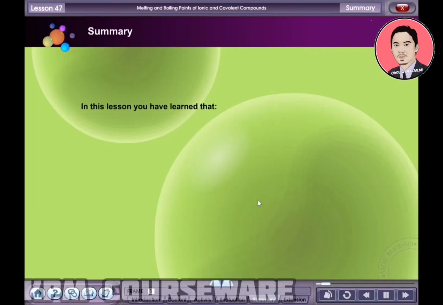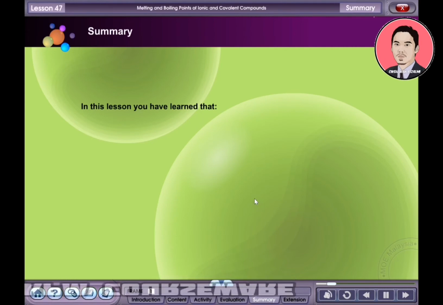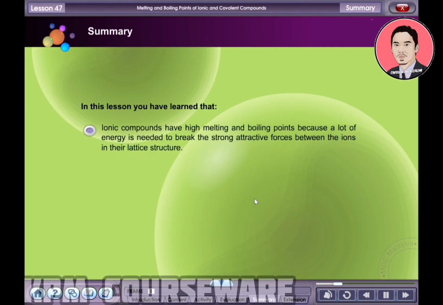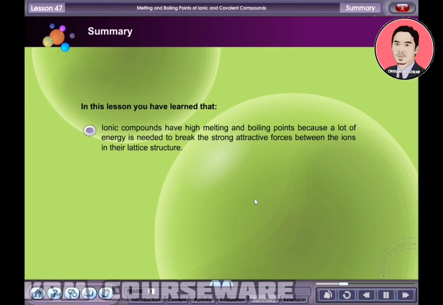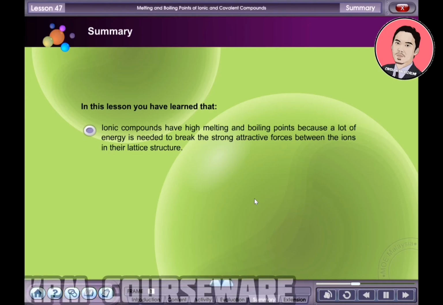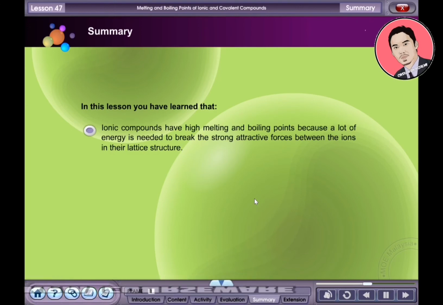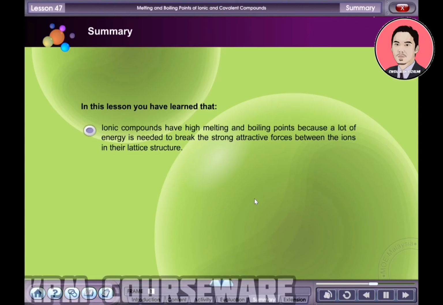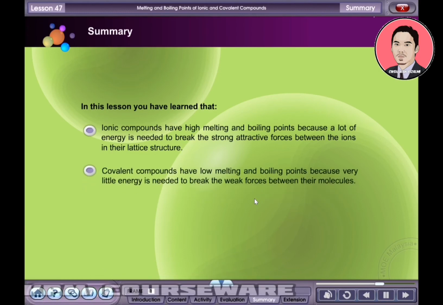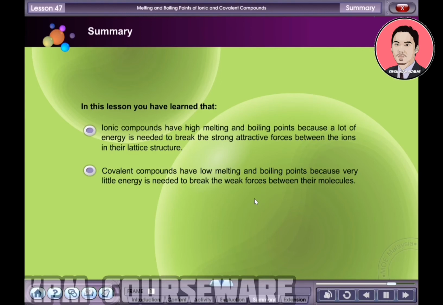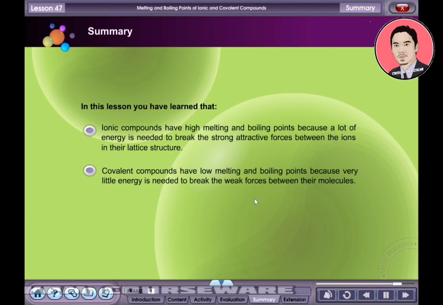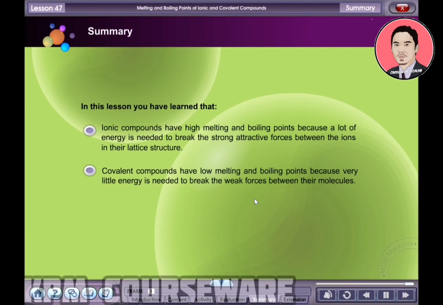In this lesson, you have learned that ionic compounds have high melting and boiling points because a lot of energy is needed to break the strong attractive forces between the ions in their lattice structure. Covalent compounds have low melting and boiling points because very little energy is needed to break the weak forces between their molecules.